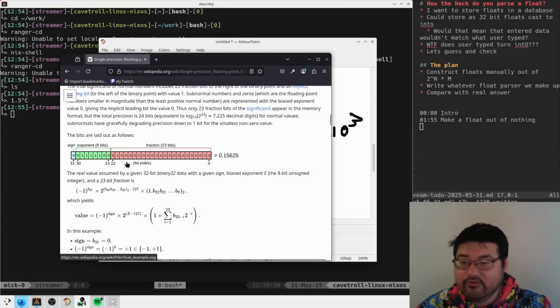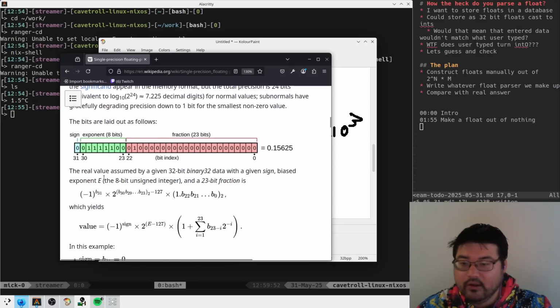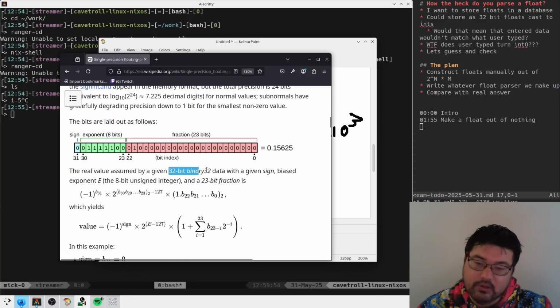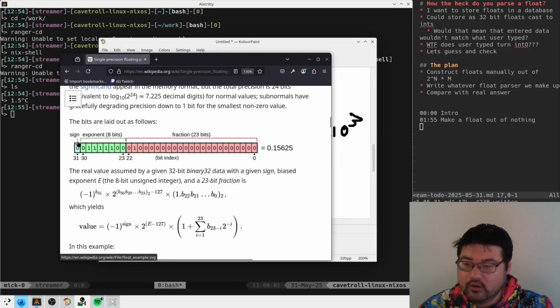So here they have, this is probably what we want, right? A real number value is assumed by a 32-bit binary32 with a given sign. Oh, right, sign here. So this is -1 to the sign, negative, because the sign is 0, so 1 if positive, probably.